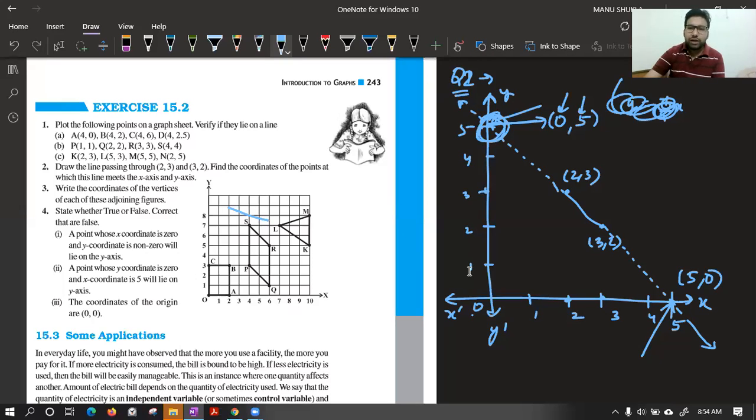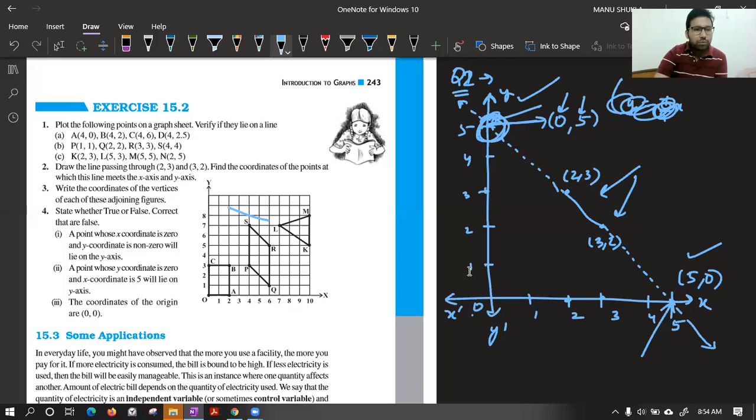So first we have joined these 2 points. After that we have extended the line and we found on x-axis it is cutting at (5, 0). On y-axis cutting at (0, 5). Class, clear to everyone? Or you want me to repeat this? Because this is a practical question. When you will do it on the graph paper, it will be very easy for you. Use a scale and then extend the lines. You will get the answer.